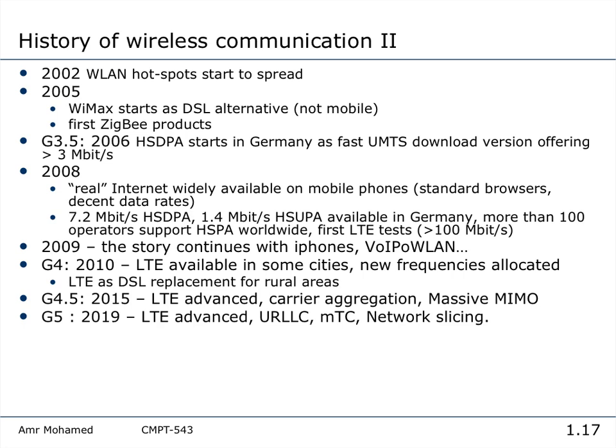So high-speed downlink packet access started in Germany in 3.5G, and they started to talk about data rates of about 3 megabits per second. Of course, this is quite high compared to the data rates that we talked about before. Okay?